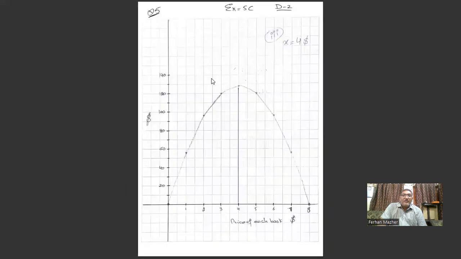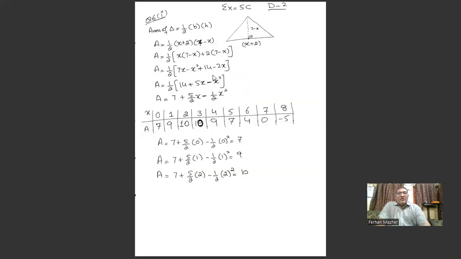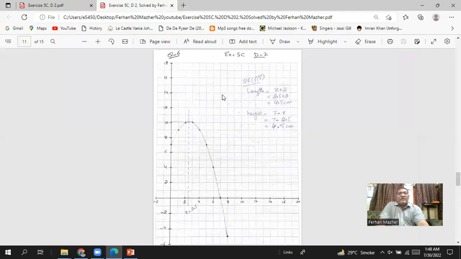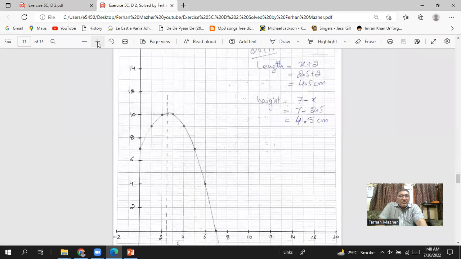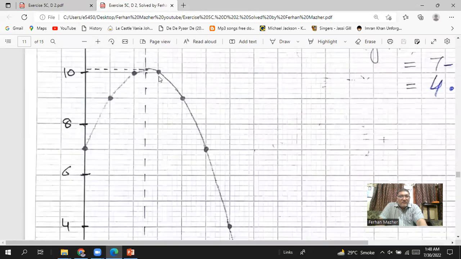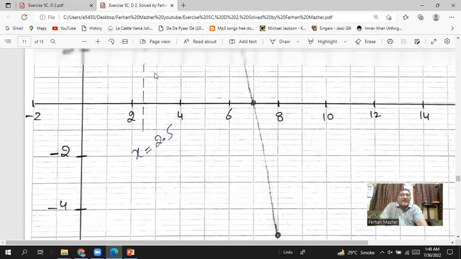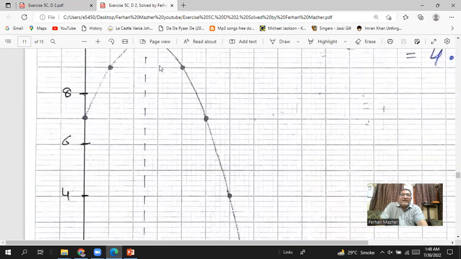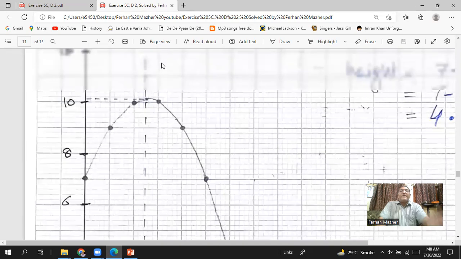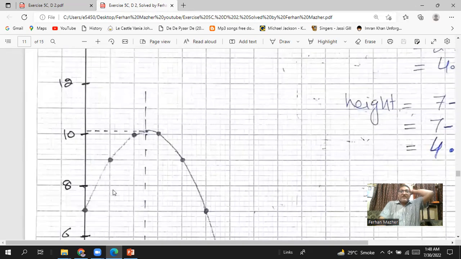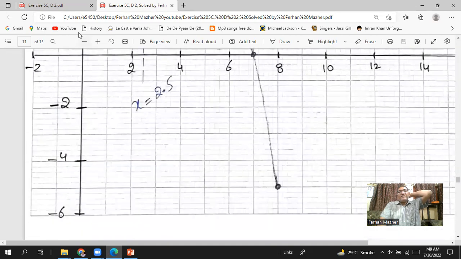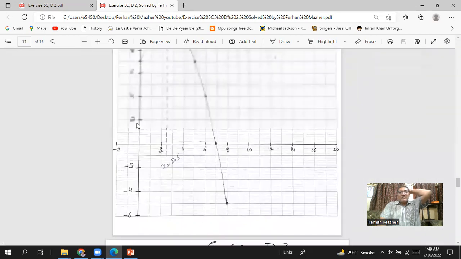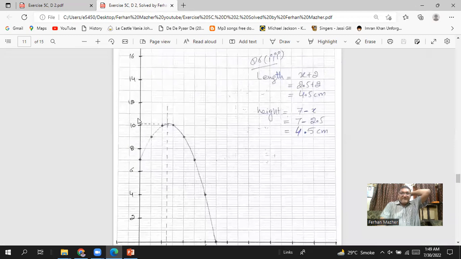Okay, so here we go. It will be 10.125 at x equals 2.5. So I will plot this point and then join these points, and you will get this graph. So this is that graph.